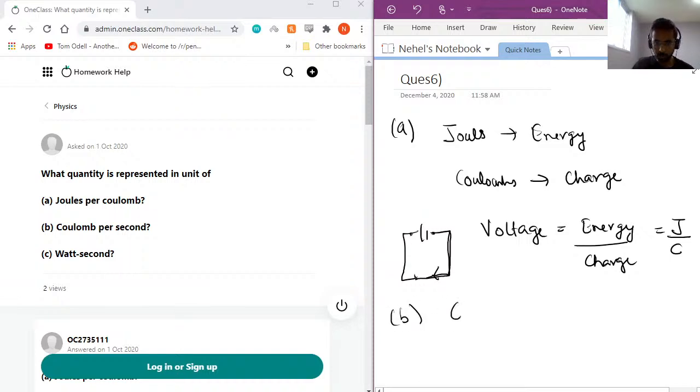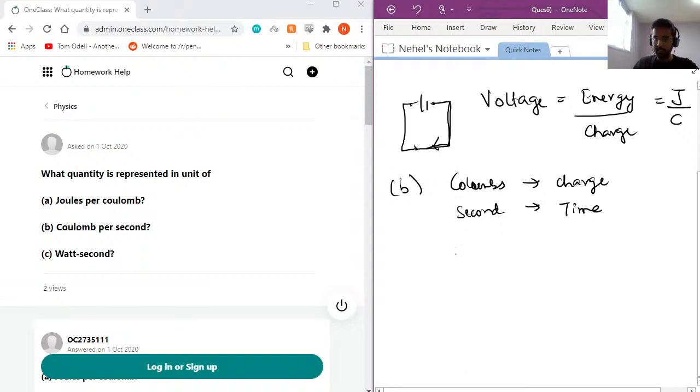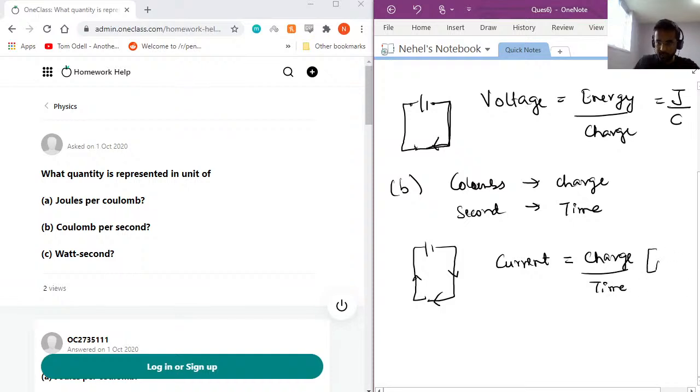Now the second one is coulombs per second. Coulombs, like we said above, is a unit of charge, and second is a unit of time. So charge per unit time, or the rate of flow of charge, is known as the amperage or the current flow. If we again use the above notation, if we have a certain charge flowing through the circuit, the rate of change of this charge would be known as current, or amps. So current is equal to charge over time, and it has the units amps.